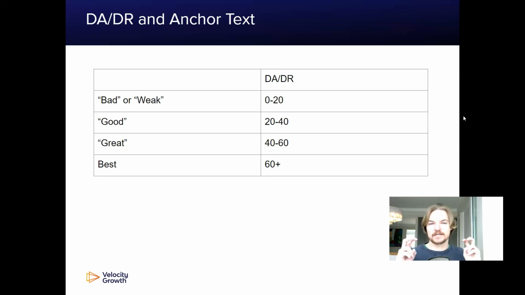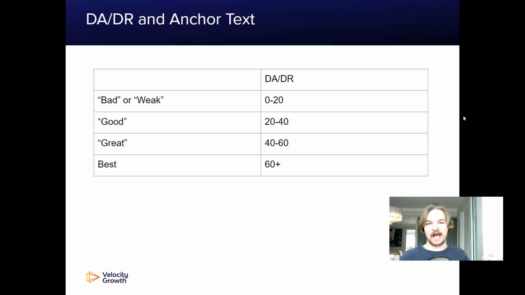And then the best DA/DR is anything over 60. Anything over 60 is generally sites that have really put a lot of time and effort into improving their SEO and DA and DR and getting links. And that's links from all sorts of areas, to get to a DA of 60 or a DR of 60 for your specific website. You're going to have links from all of these different areas, right? Great, good, bad, or weak links. You can have all of these different kinds of links in your portfolio, and that's fine.